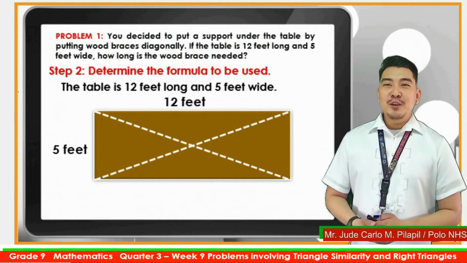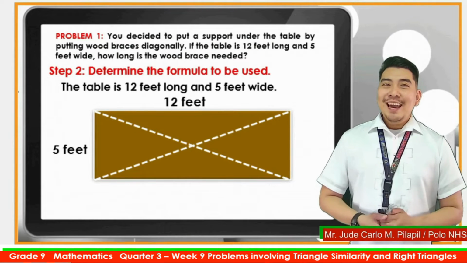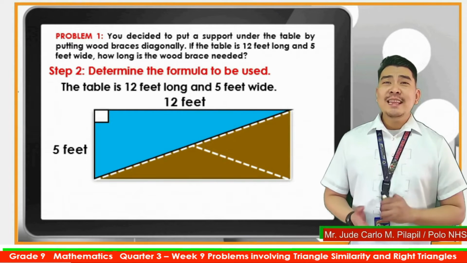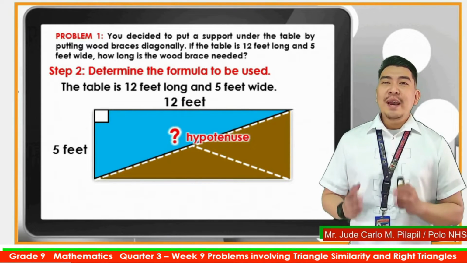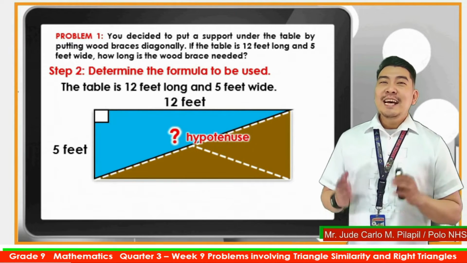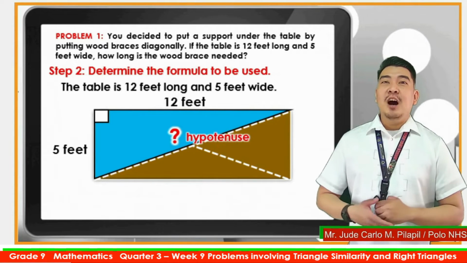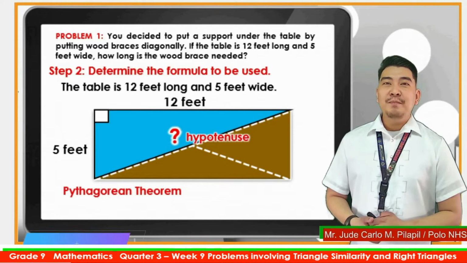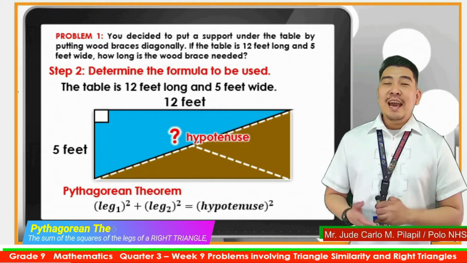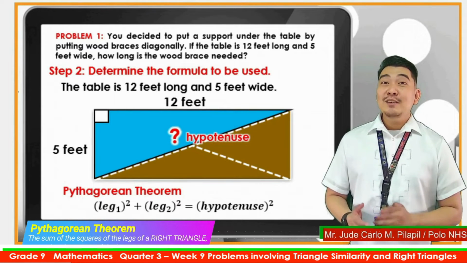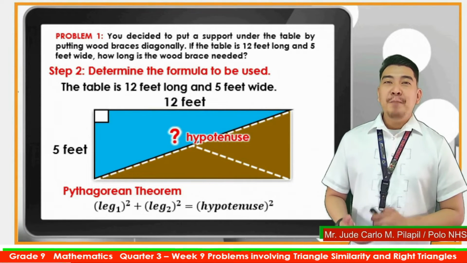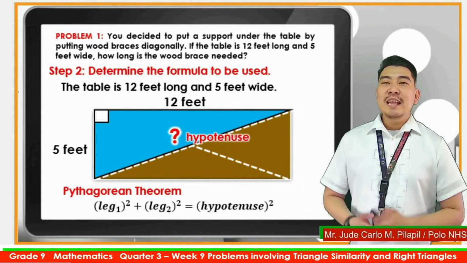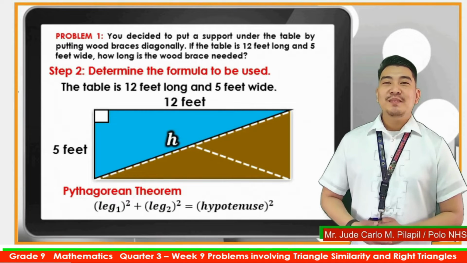Determine the formula to be used. The length, the width, and the diagonal together form a right triangle. We are to get the length of one of the diagonals with the right triangle formed. The length of the brace is the hypotenuse of the right triangle. Hence, it calls for the use of the Pythagorean theorem that is given by the first leg squared plus the second leg squared is equal to hypotenuse squared. Let us represent the hypotenuse or the length of the wooden brace as h.